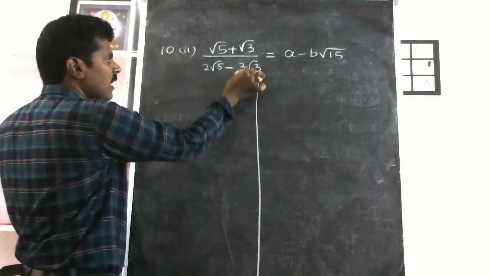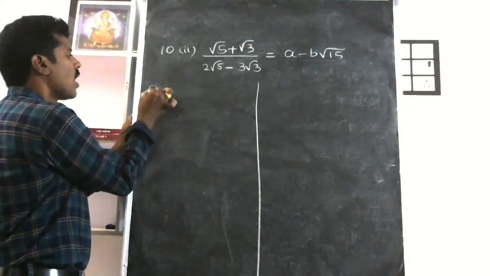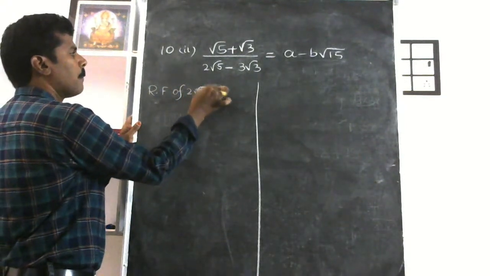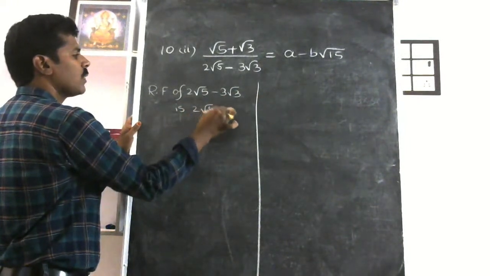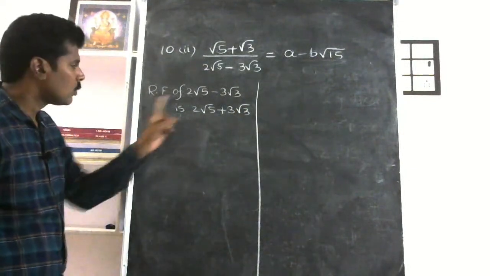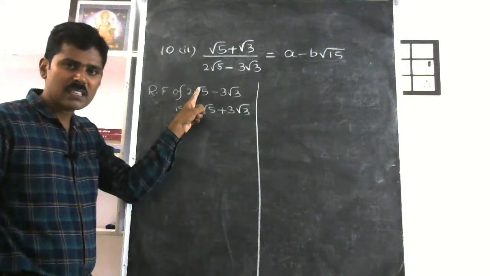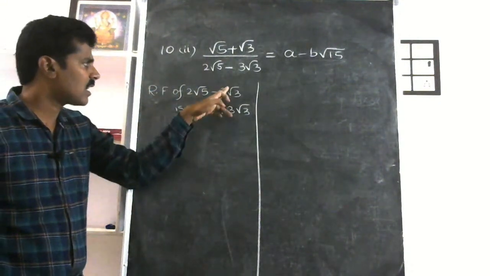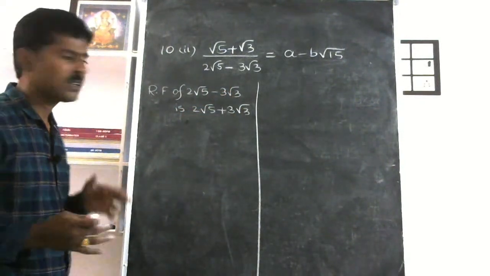So we have to rationalize the denominator. What is the RF? The RF of 2 root 5 minus 3 root 3 is 2 root 5 plus 3 root 3. I am repeating again and again: you should not insert this 2 into the square root. If you insert it, it becomes another thing. If you insert the 3, you will get cube root 3, not 3 root 3. Both are different, so please be careful.